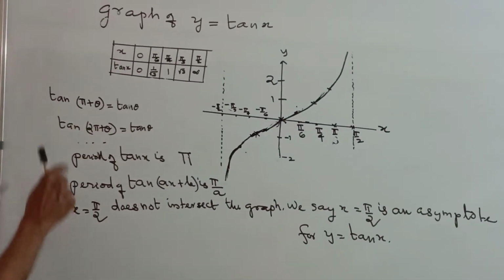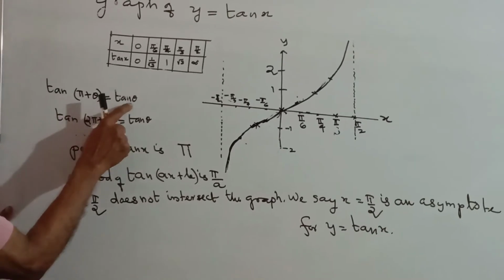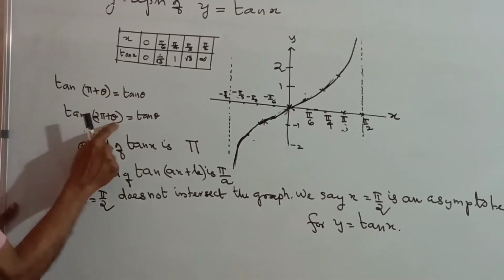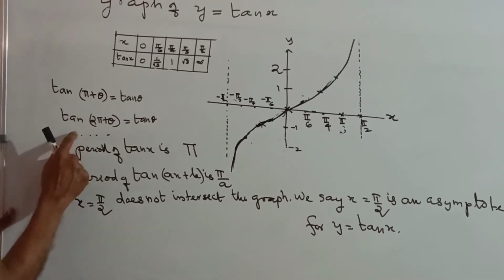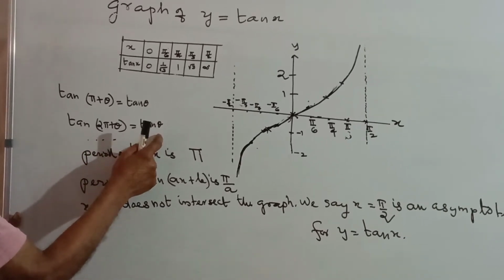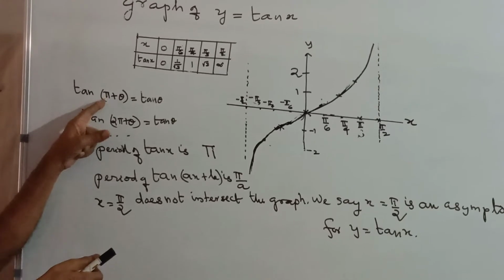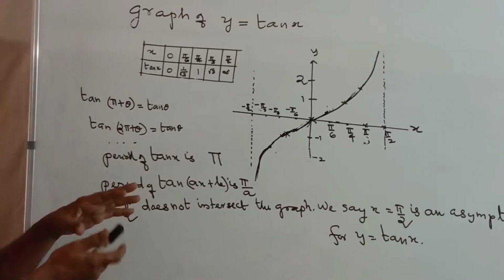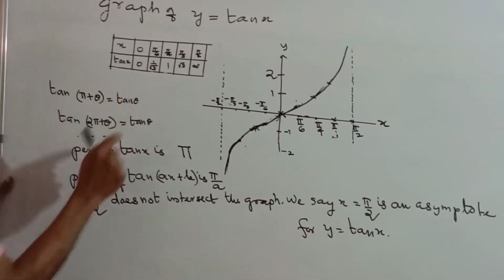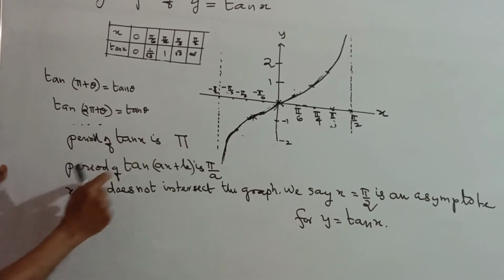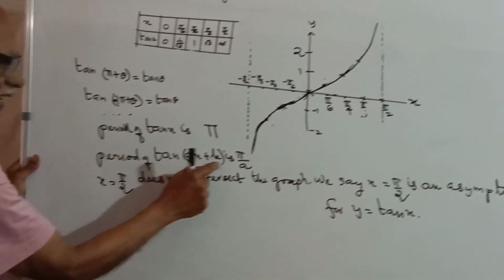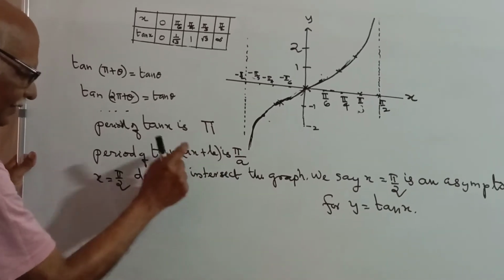Now, tan of pi plus theta is tan theta. Tan of 2 pi plus theta is tan theta. Tan of 3 pi plus theta is tan theta. So we see there is no difference if you take pi or 2 pi or 3 pi with theta. So minimum is pi. So the period of tan x is pi. So the period of tan(ax + b) is pi by a.